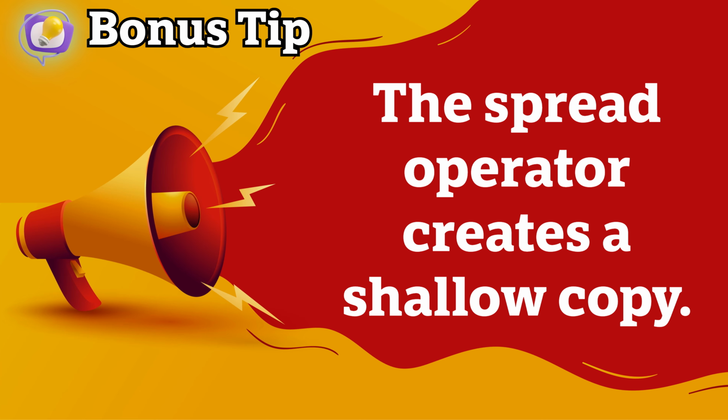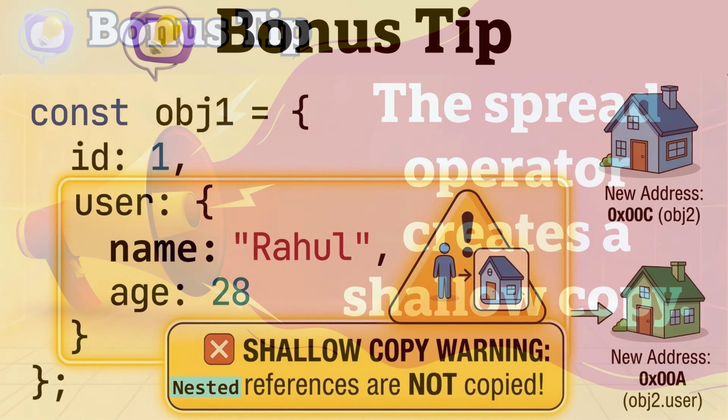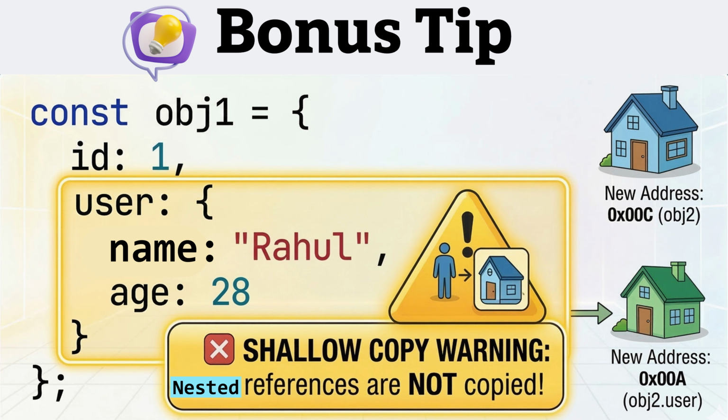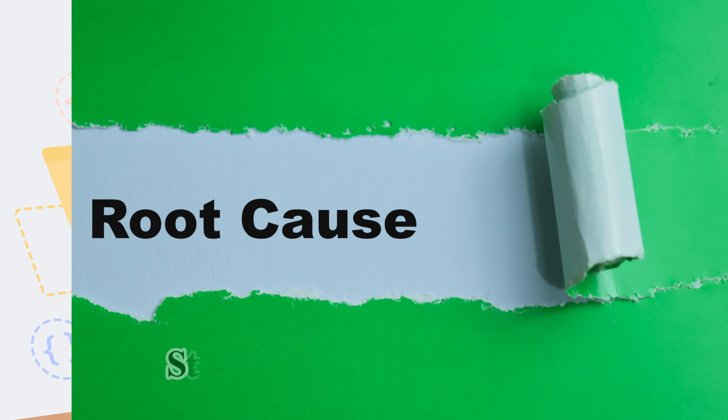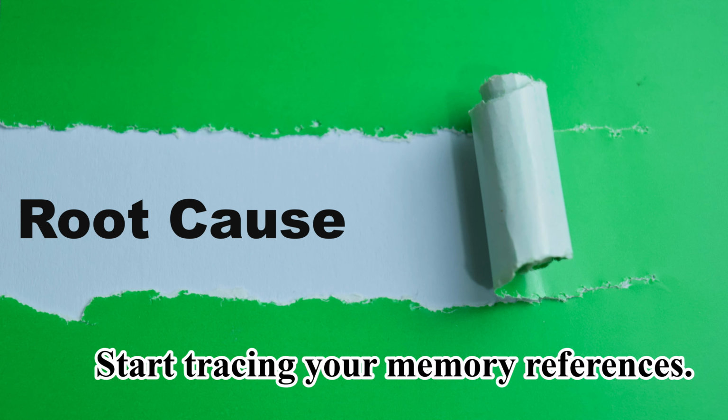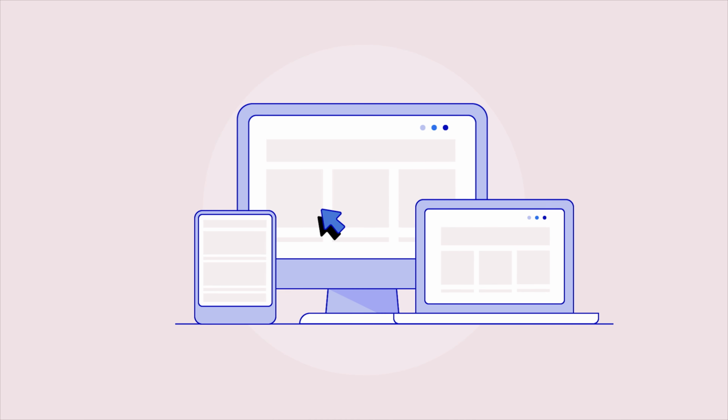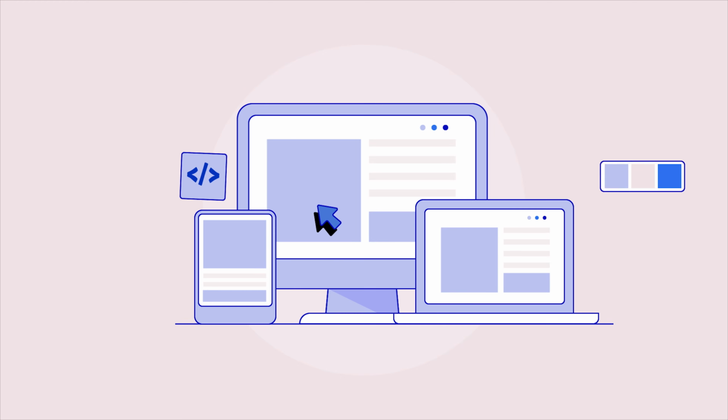The spread operator creates a shallow copy. If you mutate nested objects, you can still introduce bugs. So always be careful when working with deeply nested state. So stop adjusting your code until it works. Start tracing your memory references. Once you understand how the JavaScript engine handles data, React stops being mysterious and becomes completely predictable.